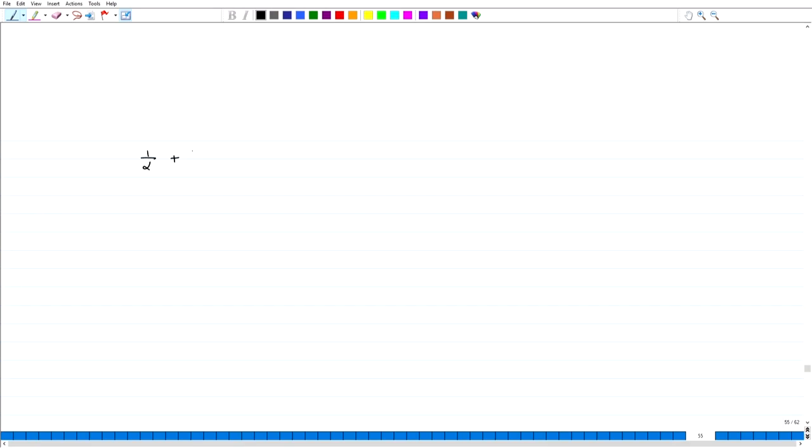plus summation over n equal to 1 to infinity of 1 over (minus n plus alpha) plus 1 over (n plus alpha). This, what we have got, is 1 over alpha minus the integral from 0 to alpha of pi square by sin square pi x minus 1 by x square dx. This is what we have got.